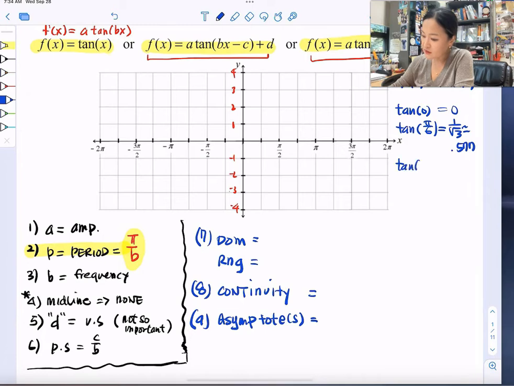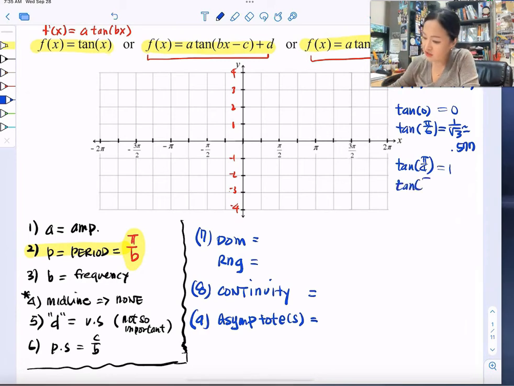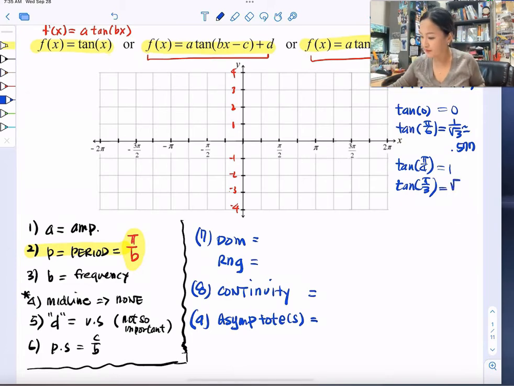What's tangent of, next one, pi over 4? It's actually 1 because its opposite and the adjacent are equal. What's tangent of pi over 3? You know, we're just dealing with special right angle values, right? It's going to be not 1 over root 3, but it's going to be long over short. Therefore, it's root 3, which is approximately 1.732.